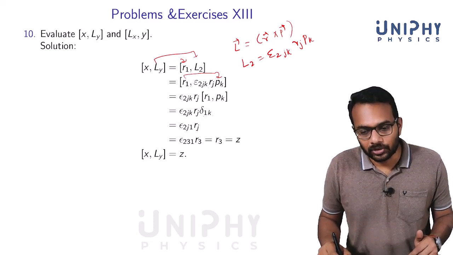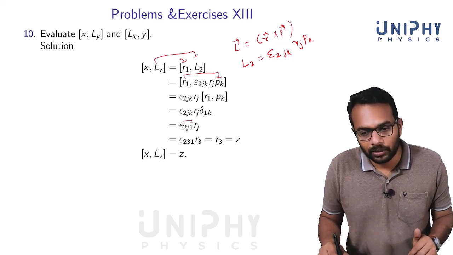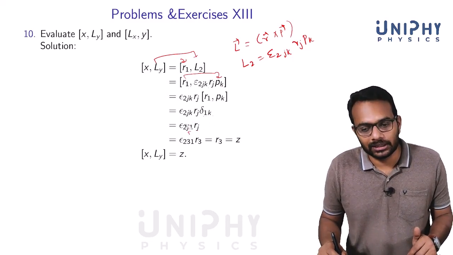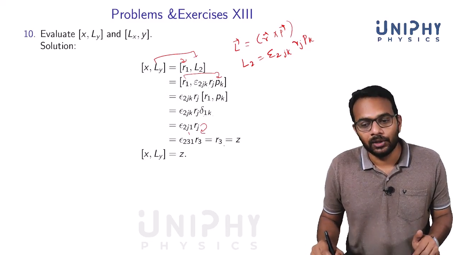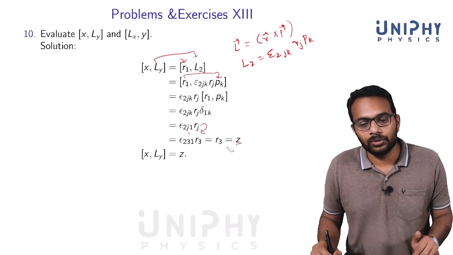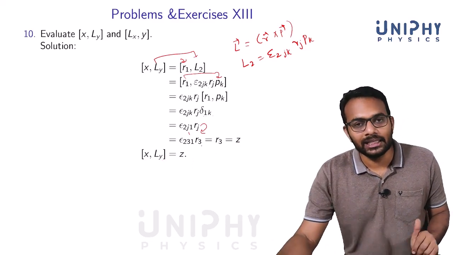But there's no problem. When you sum over j, j will take values 1, 2, 3. 2 and 1 are already here, so the only non-zero thing will appear for j equal to 3. So the only non-zero term in this summation is epsilon 2 3 1 r3, which is r3, which is equal to z. So x with Ly is z.